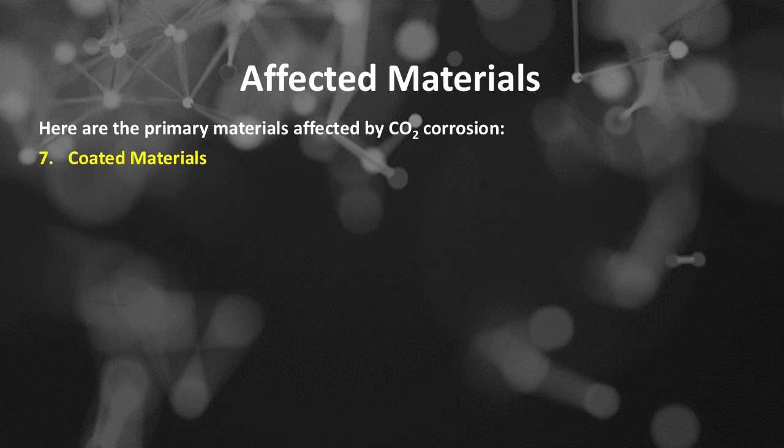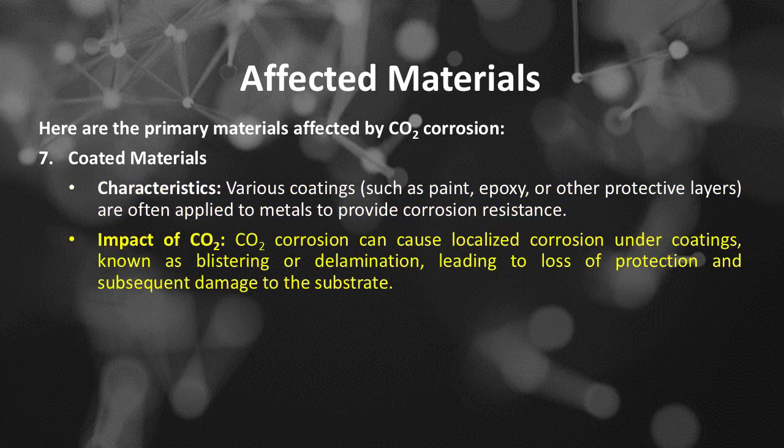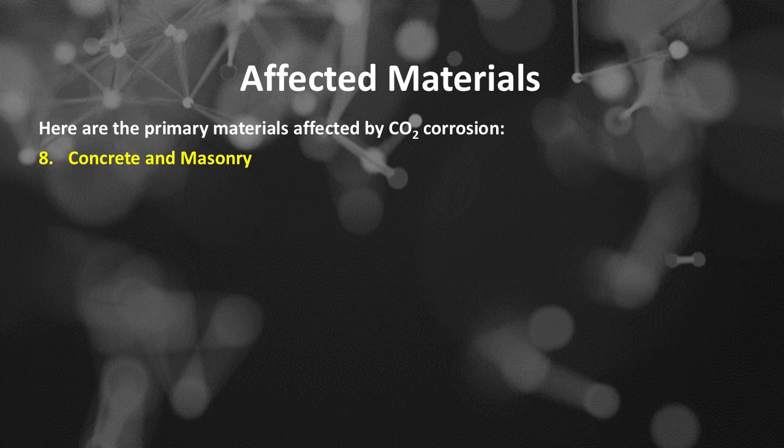Number 7 is coated materials. Coated materials characteristics: various coatings, such as paint, epoxy, or other protective layers, are often applied to metals to provide corrosion resistance. Coated materials impact of CO2: CO2 corrosion can cause localized corrosion under coatings, known as blistering or delamination, leading to loss of protection and subsequent damage to the substrate.